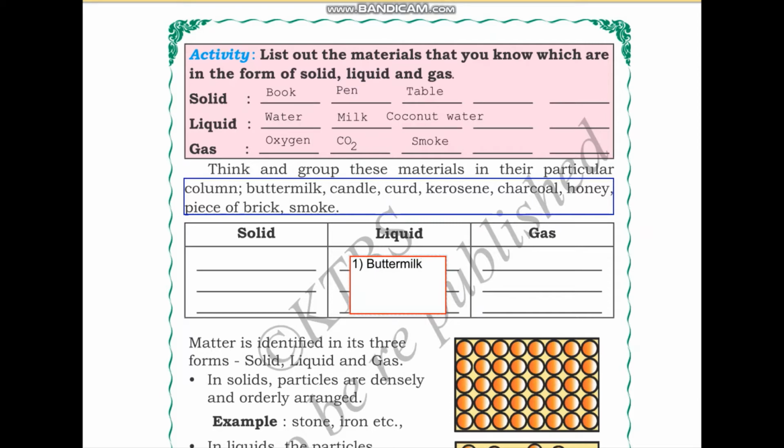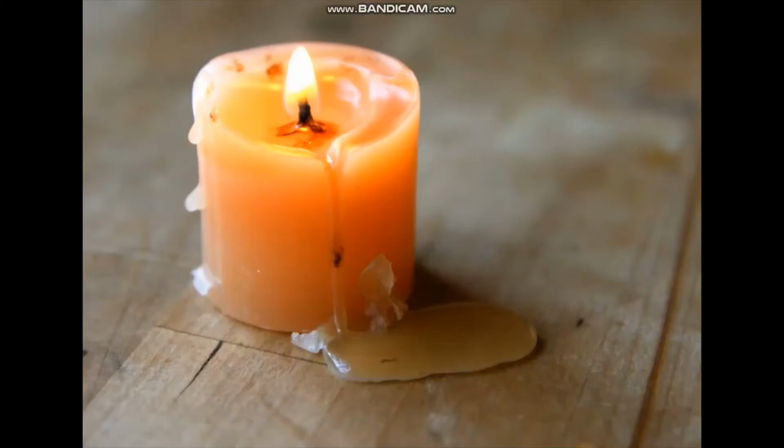Okay. Next, they have given us candle. Candle is a hard substance, correct? So candle is a hard substance. We need to add this to the solid part of the table. So let us add candle here. Okay. Even though candle is a hard solid, I will show you something interesting about a candle.